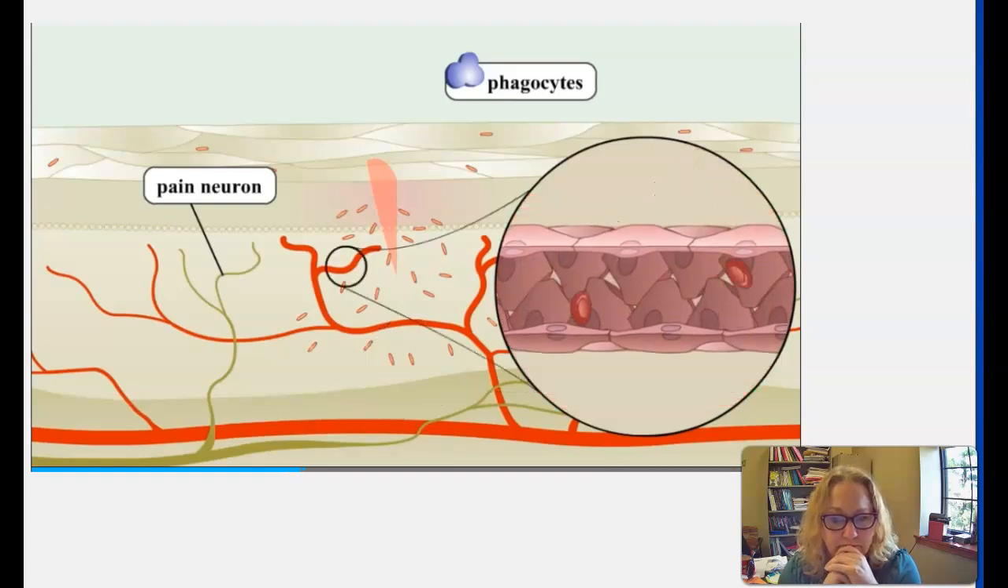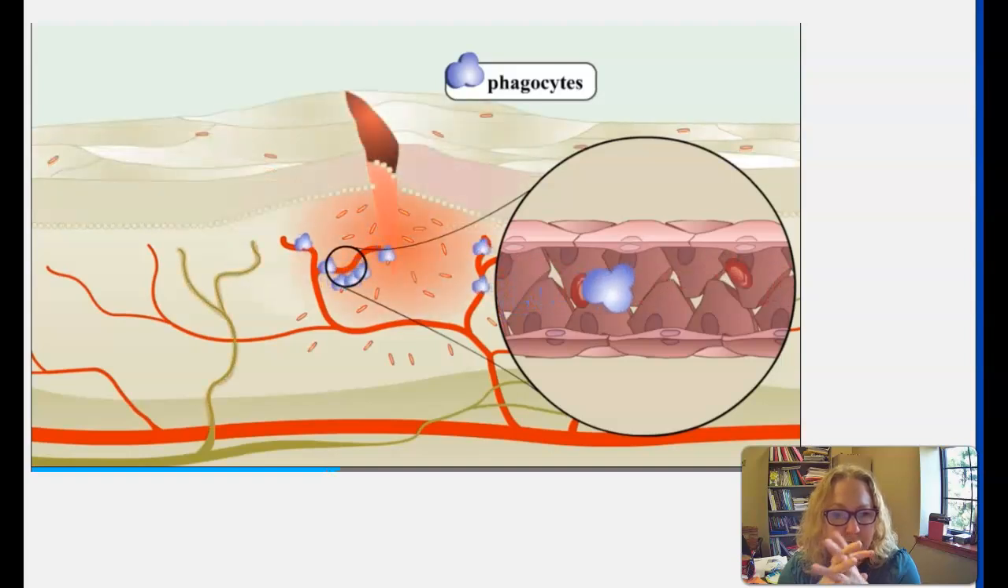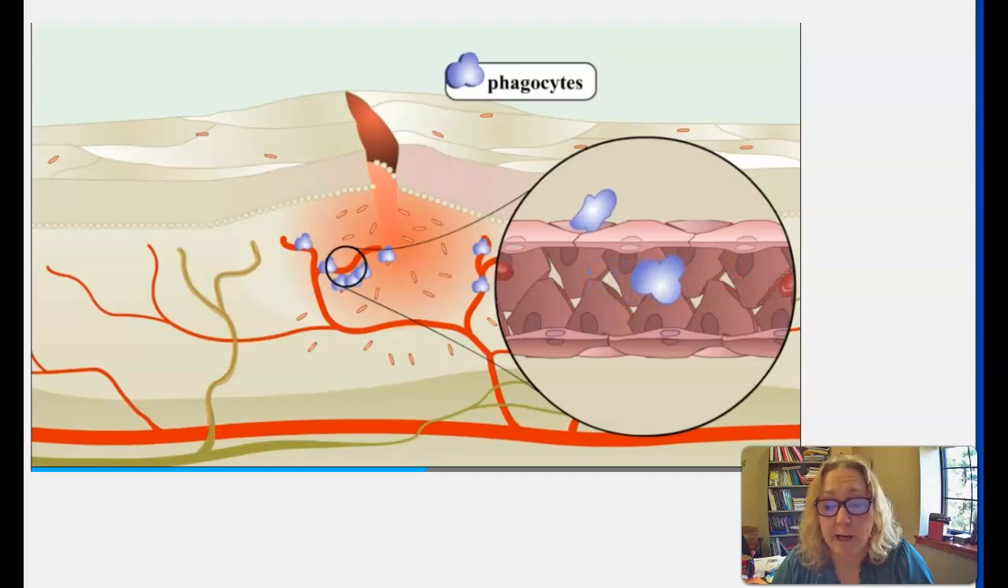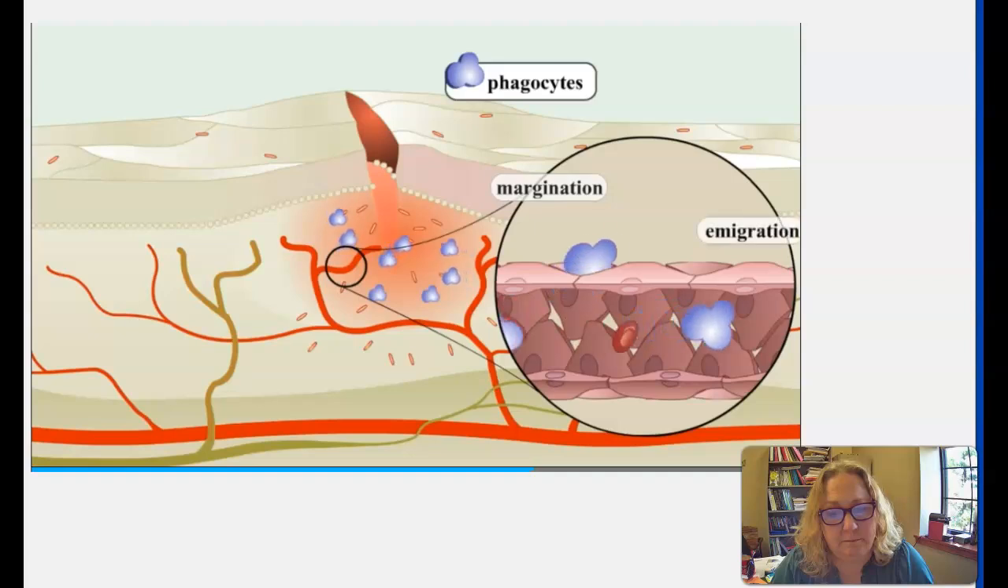The histamines, prostaglandins, and leukotrienes also have a direct effect on the capillaries in the area of the injury. They cause the walls of the capillaries to open and become leakier. This allows more fluid to leave the capillary and enter the tissue spaces, causing swelling, or edema. The increased blood flow delivers phagocytes, such as monocytes and neutrophils, to the scene. The phagocytes stick to the walls of the blood vessels in a process called margination, then squeeze through the gaps between the cells in a process called emigration or diapedesis.